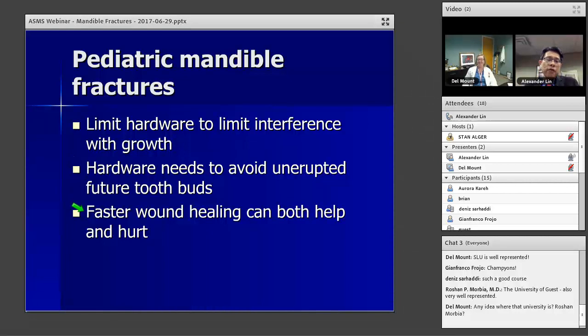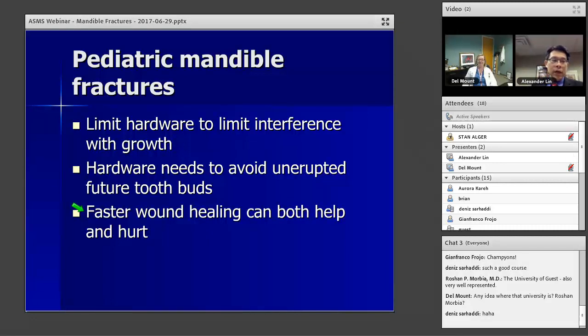And then finally, their faster wound healing can both help and hurt. You can limit your time of maxillomandibular fixation, but if you have a precious condylar fracture, it may be very difficult to judge how many days you can really keep them in fixation.